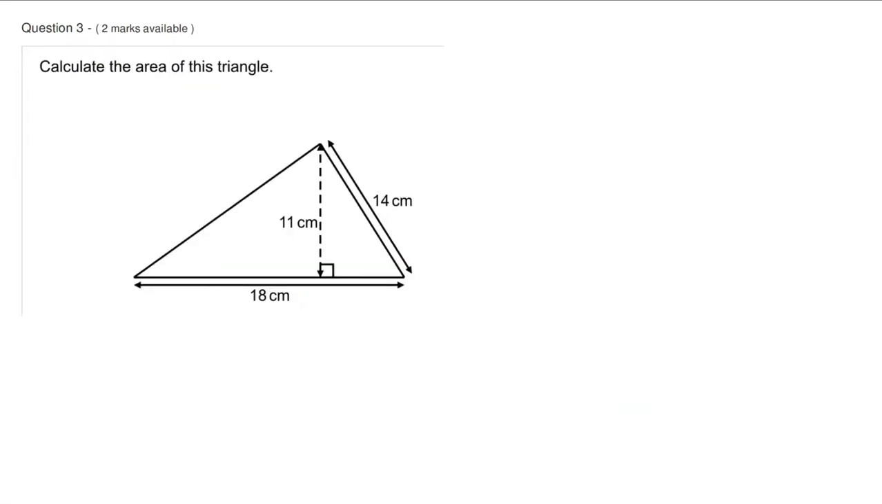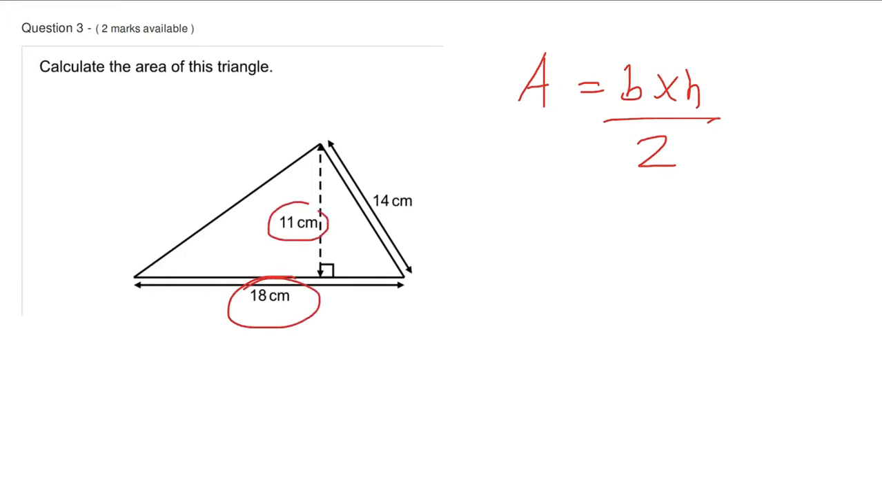Moving on to question 3 now, we have a triangle and we are asked to find the area of a triangle. The first thing we are going to do is write out the equation to find this area. That is area equals base times height divided by 2. Remember, we are dividing it by 2 because the area of a triangle is exactly half the area of a rectangle. So our base is 18 centimeters and our height is 11 centimeters.